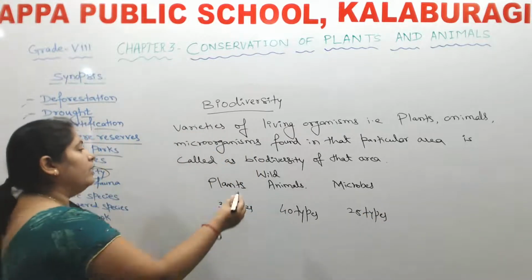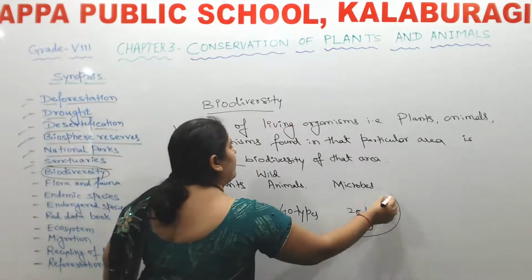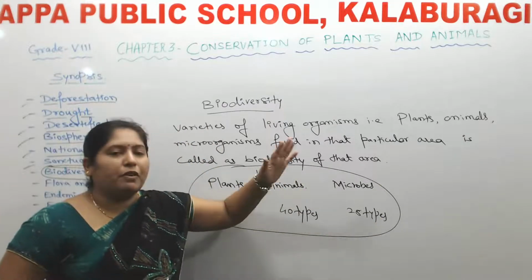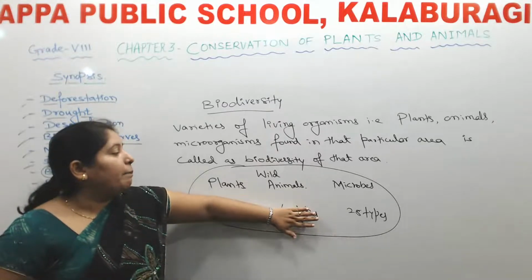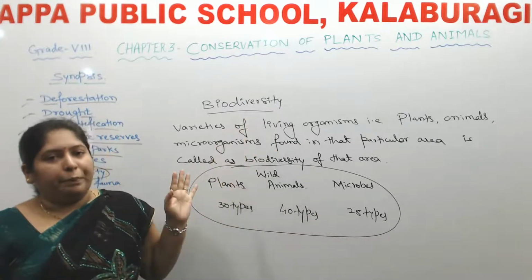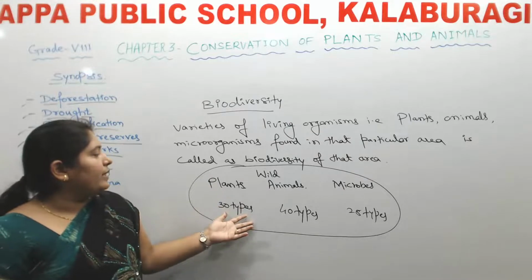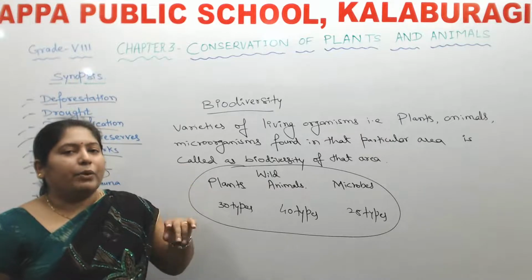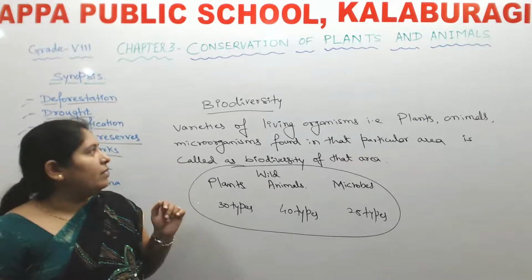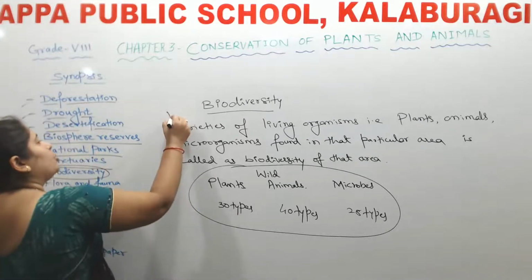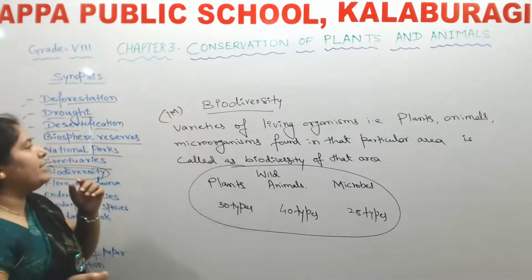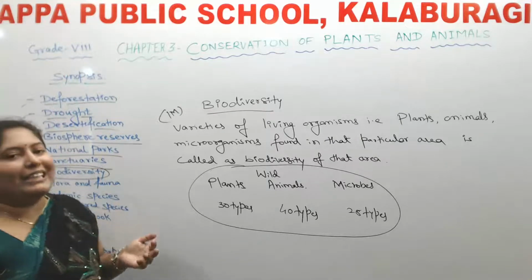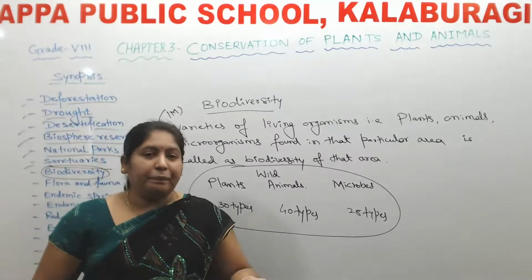So overall, including all these at a time, we have 30 types of plants, 40 types of animals, and 28 types of microbes. Together, we are calling it the biodiversity of that area. Clear? So, together, the types of plants, animals, and microbes found in that particular area, we are calling the biodiversity of that area. Right? Usually, a 1 mark question will be asked on this. Especially the definition will come. Okay. So, next part, flora and fauna, I'll explain in the next class. Okay. Thank you.